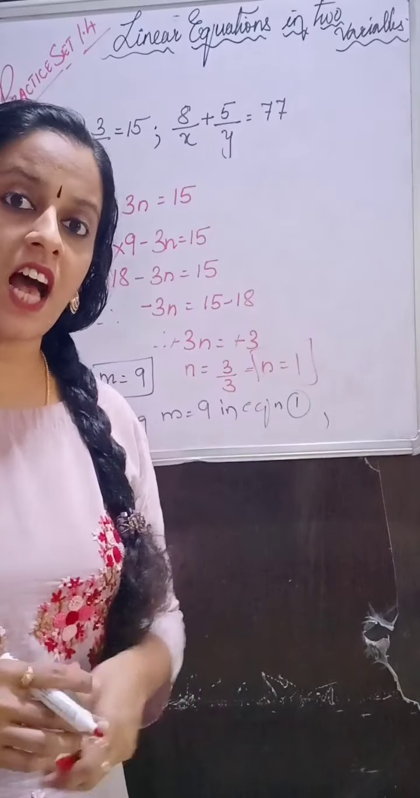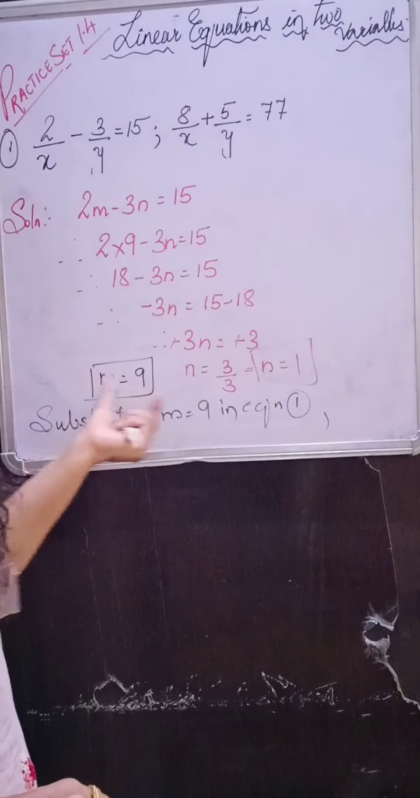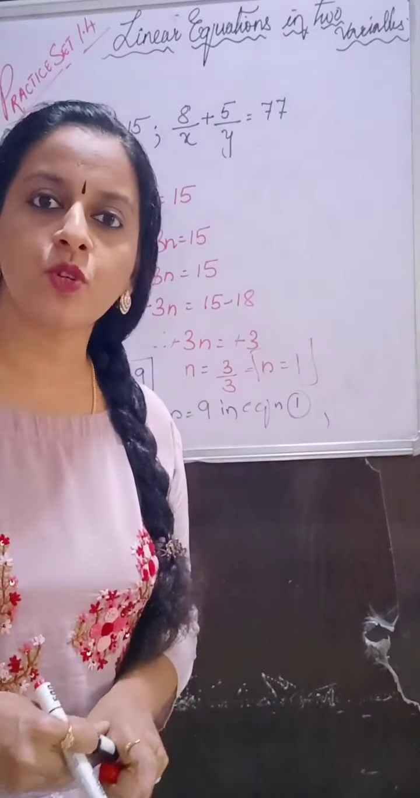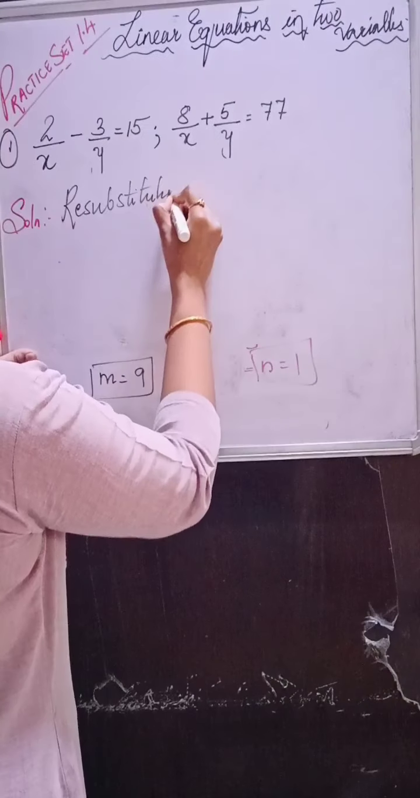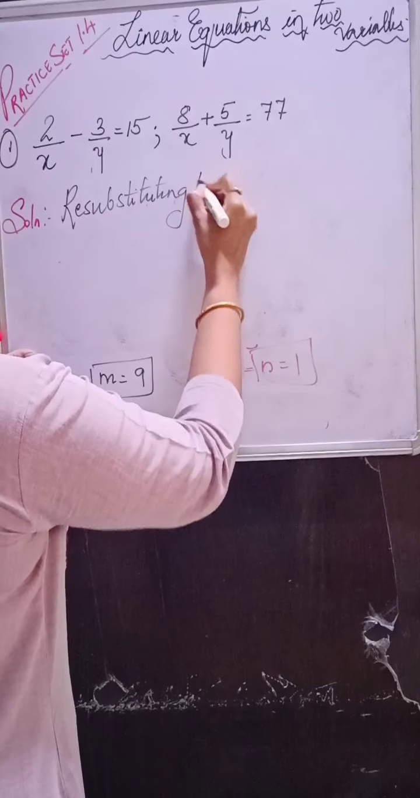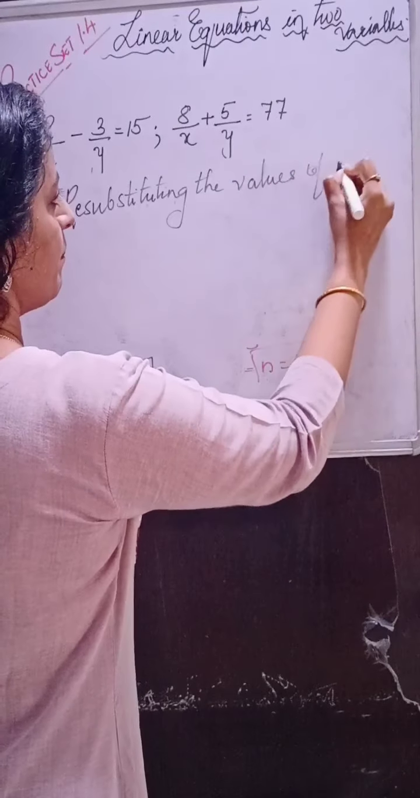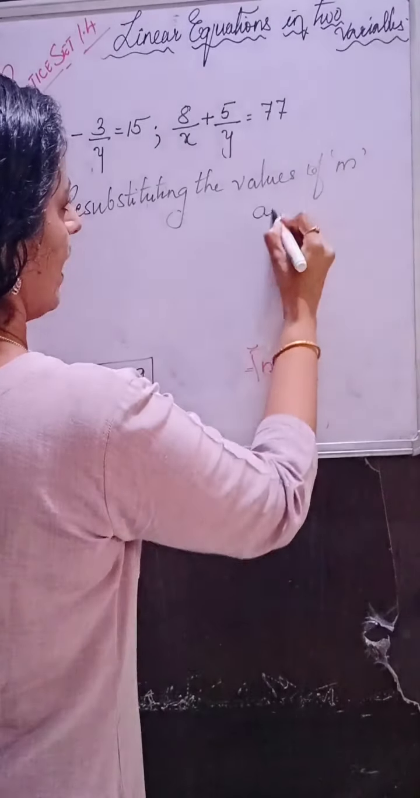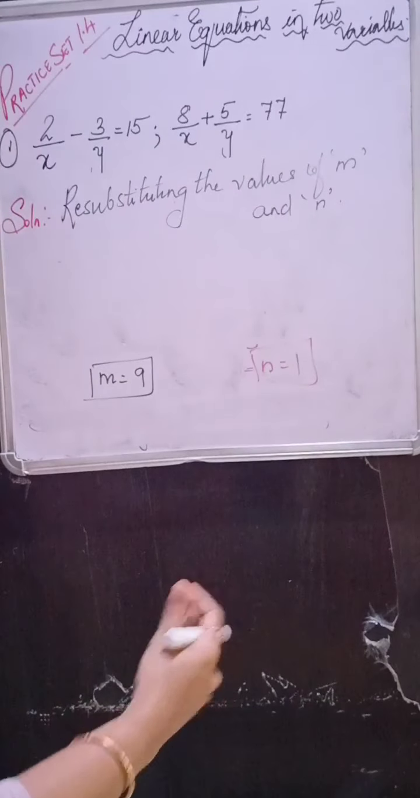Now what is the last step? Resubstituting the original values of m and n. This step we will write: resubstituting the values of m and n. What are we getting when you resubstitute the value?